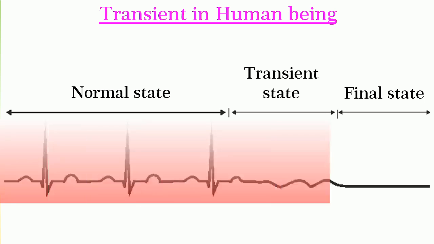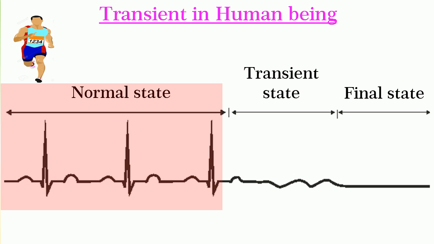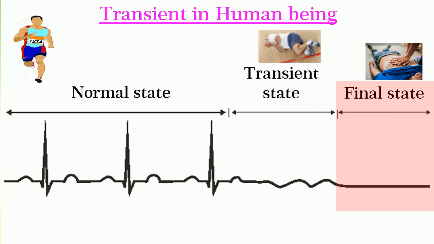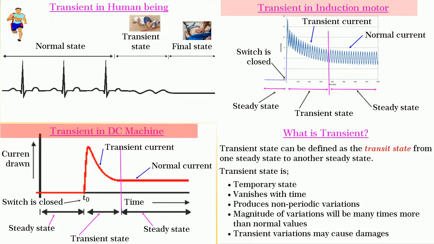For example, consider an ECG waveform recorded for a human being as shown in the figure. The first part is the ECG when a person's activities are normal. The second part of the waveform is his ECG when he is experiencing a severe heart attack or heart arrest. The third waveform shows the final state. Hope you know what it is. Friends, he is dead. Similarly, transients occur in machines and in electrical networks too.